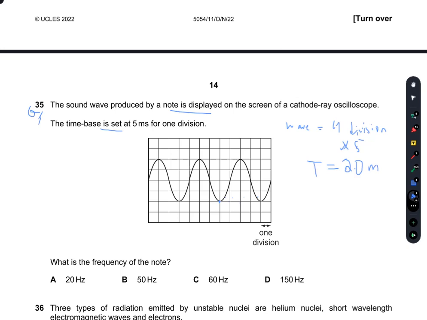So 20 milliseconds is the time period of the wave. And what is frequency? Frequency is the inverse of time period. So I divide 1 by 20 into 10 raised to power minus 3 per second, so that is 50 hertz. So B is the right option.